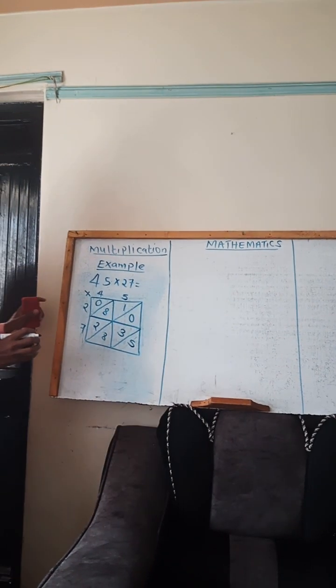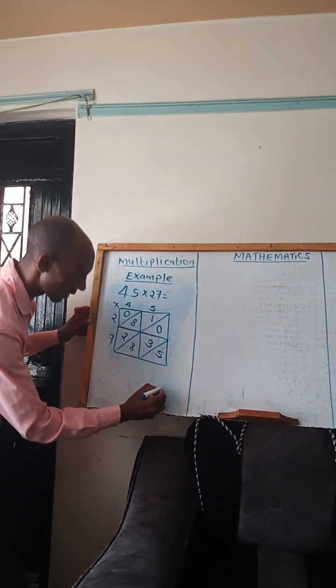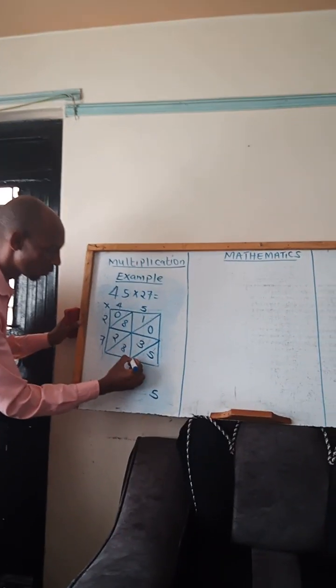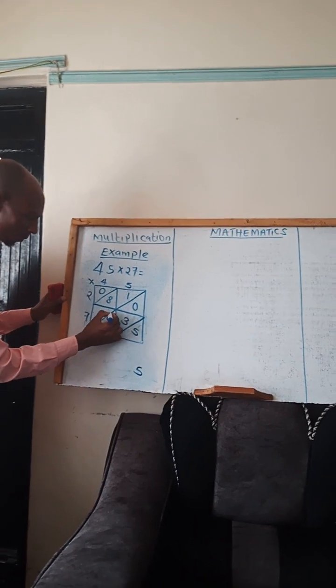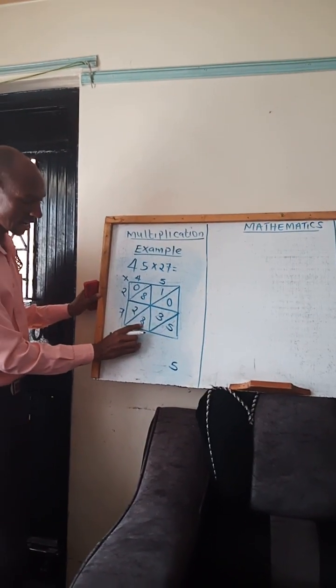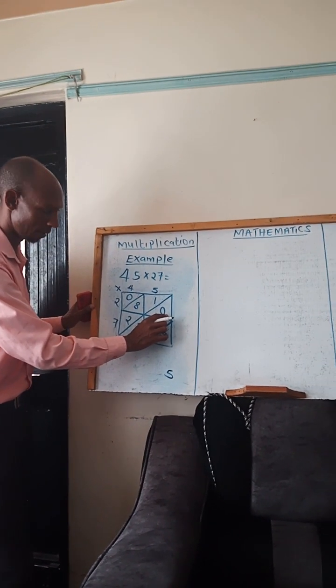Then having done that, you are supposed to start with the last digit obtained, that is 5. Then you add the numbers in between the diagonals. And in this case, 8, you add to 3, that is 11. 11 plus 0 still remains 11.